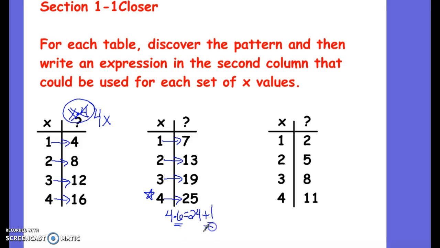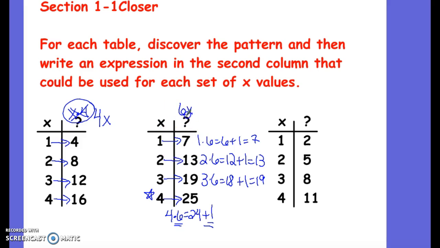So times 6 plus 1. What's 3 times 6 equals 18? 18 plus 1 is 19. 2 times 6 is 12. 12 plus 1 is 13. Well, let's see if it works with 1. 1 times 6 is 6. 6 plus 1 is 7. So we got it. So we know we multiplied each of them by 6. So we first did 6 times x and we added 1.